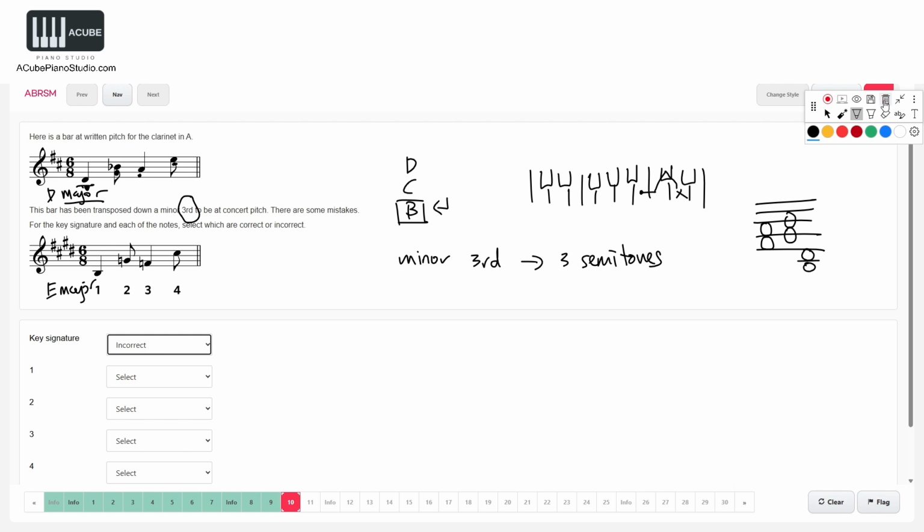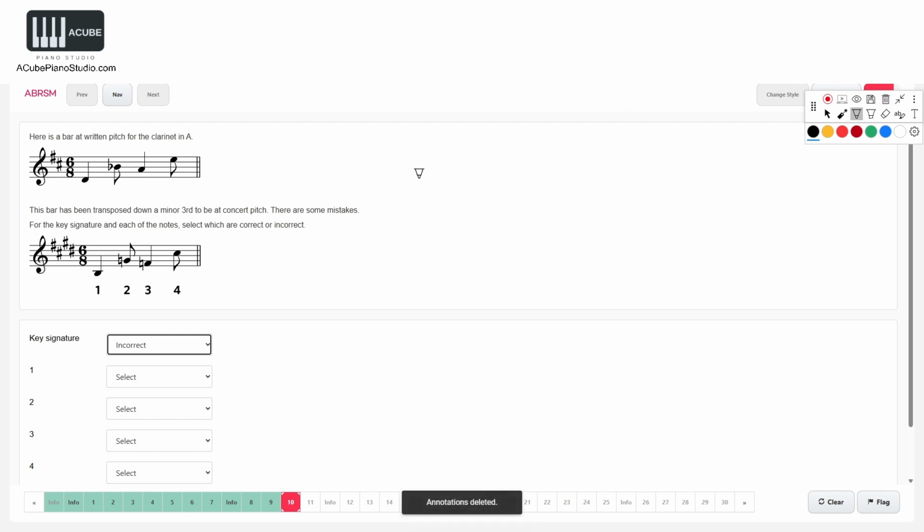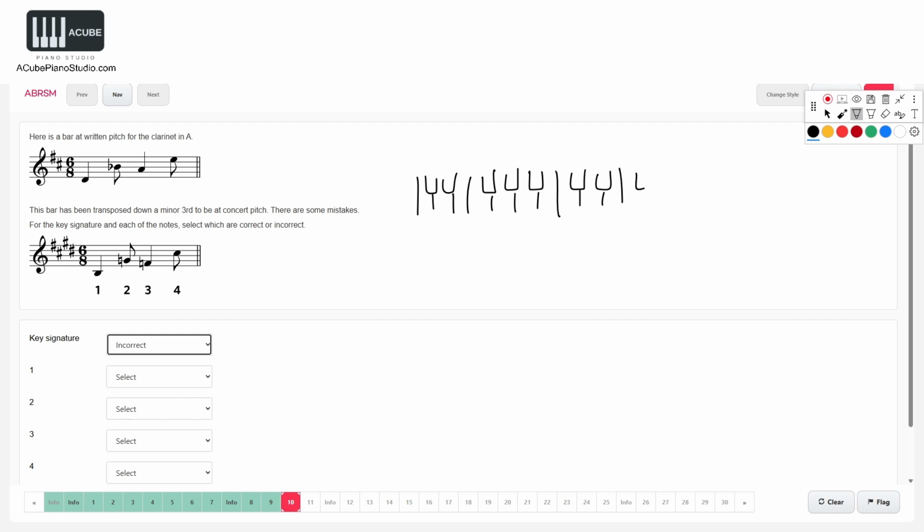Okay, so let me erase everything again, and let me draw out the piano. I'll try to draw 2 octaves so that I can cover most of the ground. So let's check. Now I have D, and I go to B. Let's check whether it is 3 semitones. 1, 2, 3. Yes, so this is correct. Next, B flat to G.